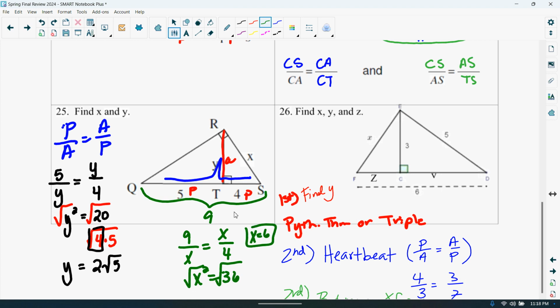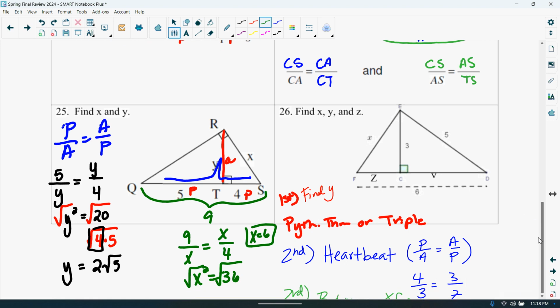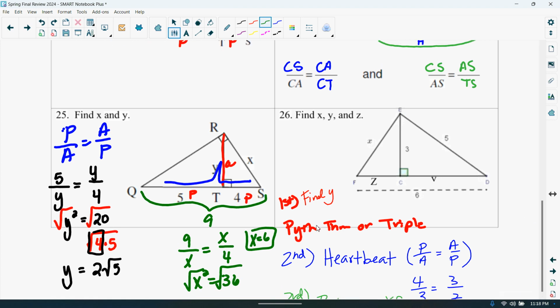So on number 26 here, I don't know why it's not letting me, sorry, why it's not extending. But you're going to have to first find y using Pythagorean theorem, and the y is right here, using this right triangle. So either Pythagorean theorem or recognize a triple. Then once you get that number, you can go to find your z using your heartbeat with the altitude here on the inside, and then you have to use boomerang.